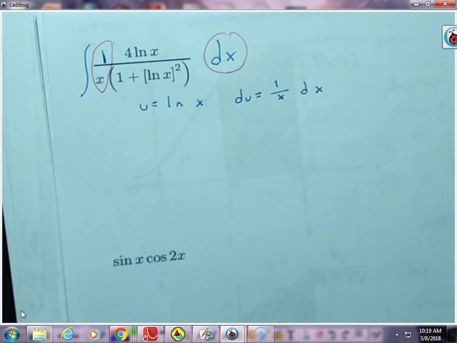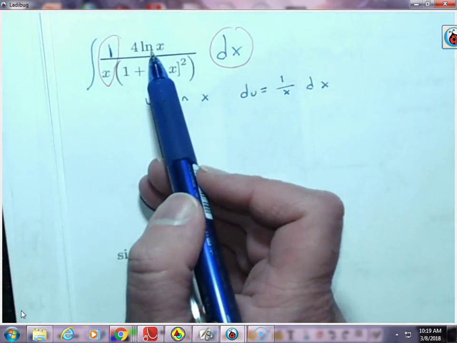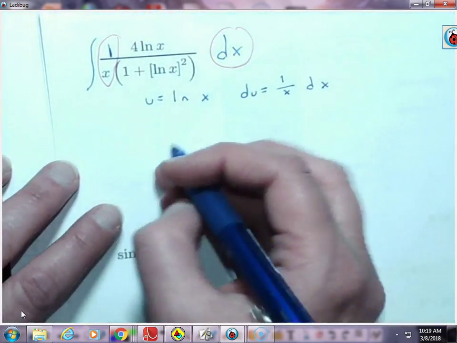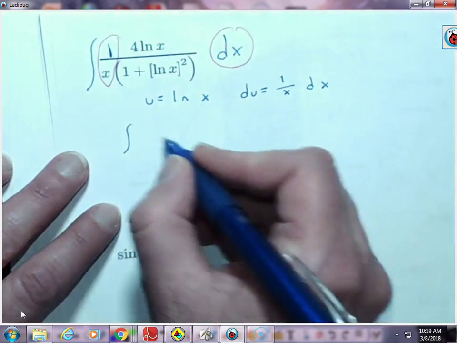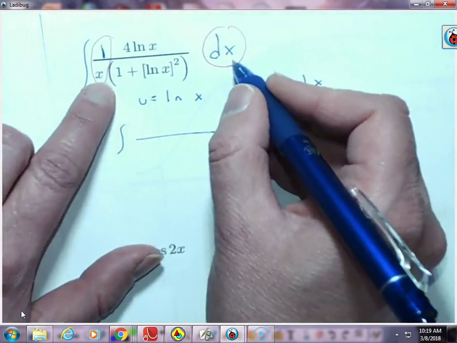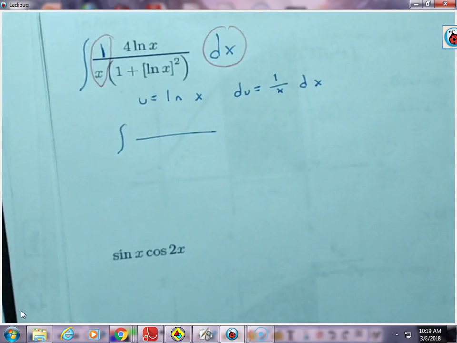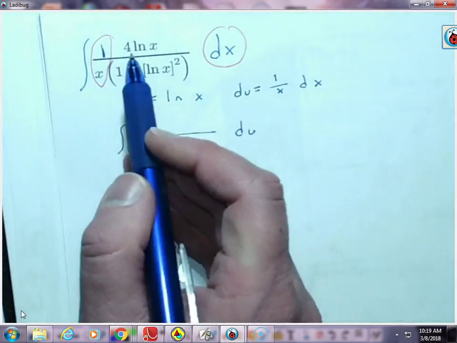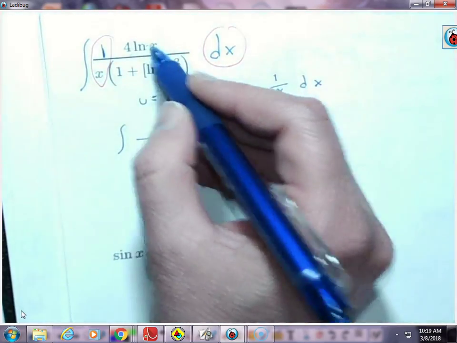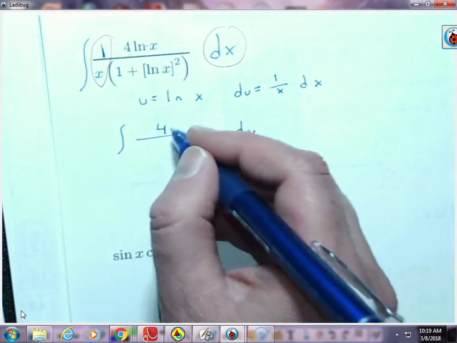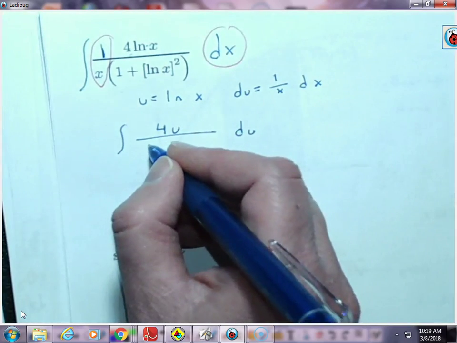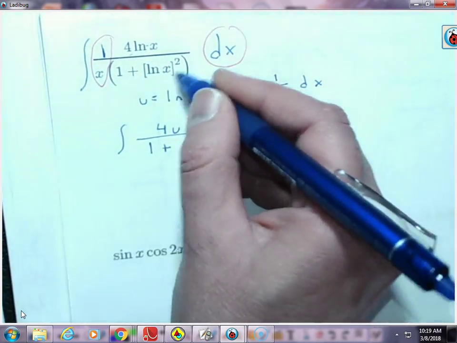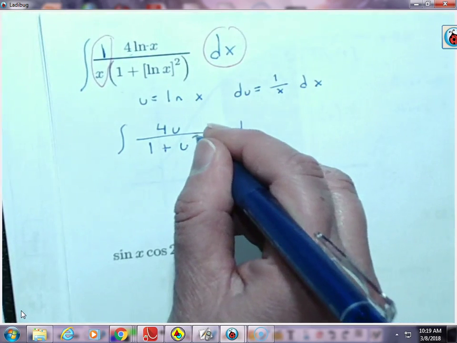So it's going to be kind of weird. You're right that I don't just have du because I got all this junk. So something's up. Let's see what's up. Okay, so 1 over x dx, you agree that everything circled in red I can just call du? Okay, so I have a 4. I have ln x, but that ln x is u. So that's okay. And then 1 plus ln of x is just 1 plus u.